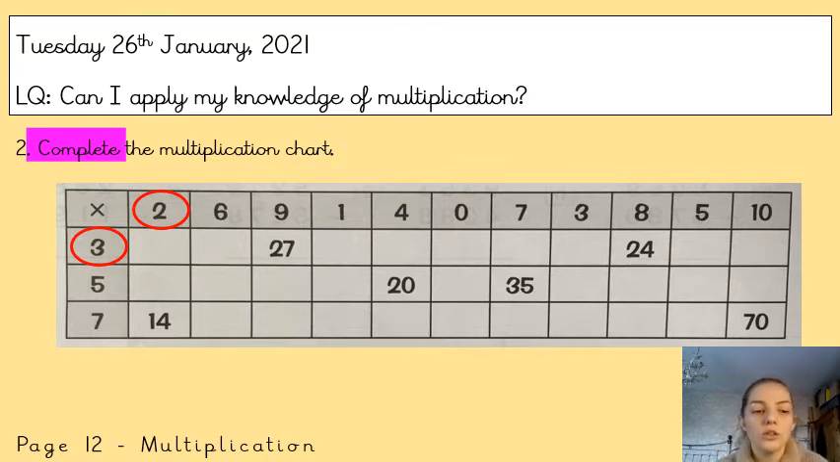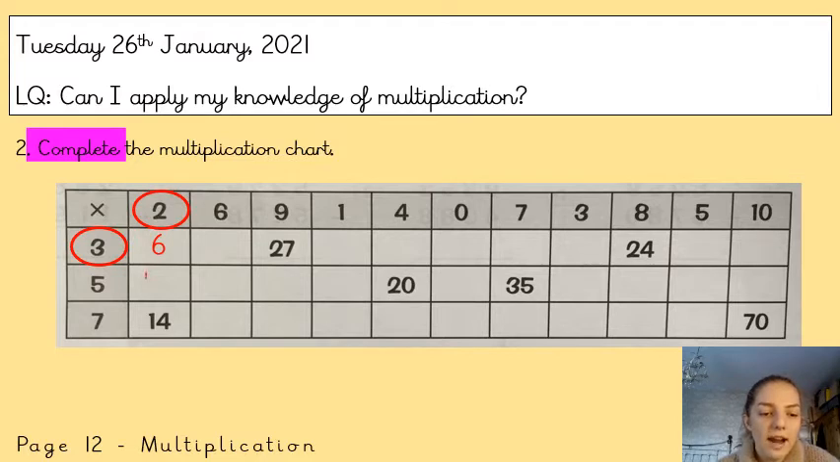So I have circled 3 and 2. Now I know that 3 times 2, I know the answer to it, it's 6. But I need to make sure that I'm putting it in the correct space on my grid. So I'm just going to get my highlighter. 3 times 2 would go in here, okay? So if you can see that cross there, that's where your answer would go for 3 times 2, okay? Just rub that out. So 3 times 2 is 6, okay?